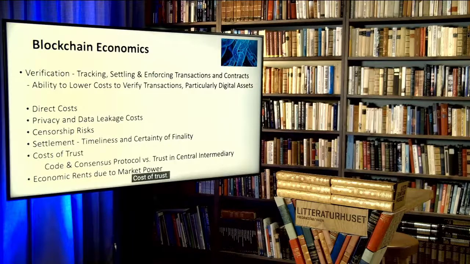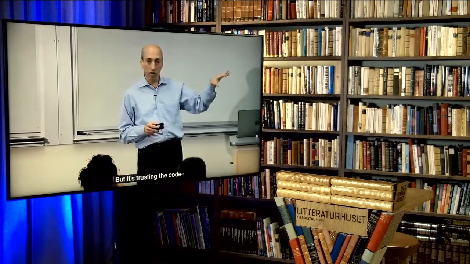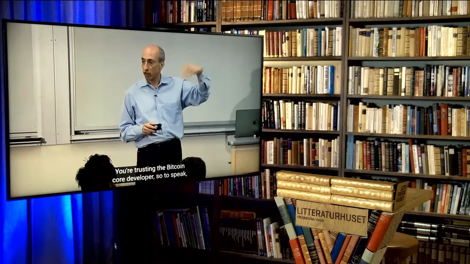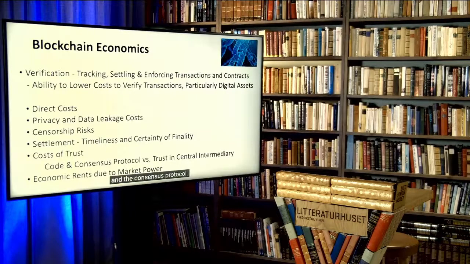Cost of trust. In blockchain, there is a cost of trust, but it's trusting the code, the computer code. You're trusting the Bitcoin core developers, so to speak, and the consensus protocol. So when some people say it's trustless, it's not truly trustless. You still have to trust the code. You have to trust the consensus protocol versus the trust in the central intermediary.